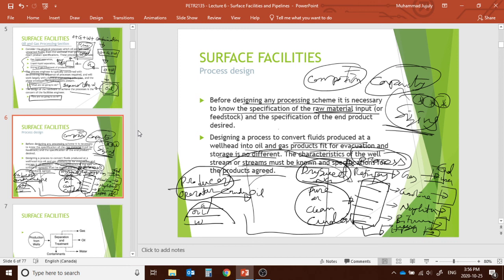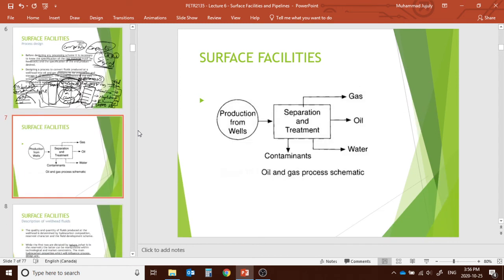So how can you do that? You can do it by separation. So you produce the oil, you separate it, and then you transport it and send it to the clients. Okay, so this is the flow diagram. So how do you actually separate the reservoir fluids from the oils?